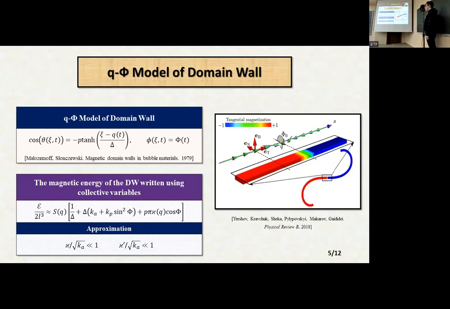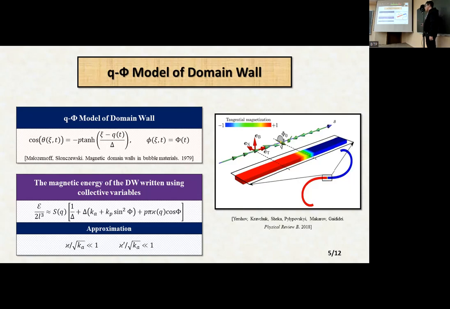The dynamics of the domain wall we describe using the q-phi model introduced by Slonczewski and Malozemoff. Here, theta and phi are the angles of the angular parameterization that was shown earlier. Delta is the domain wall width. Qp is the topological charge, which determines the type of the domain wall, either head-to-head or tail-to-tail. Q and phi are the conjugated collective variables, which describe the domain wall position and domain wall phase, respectively.